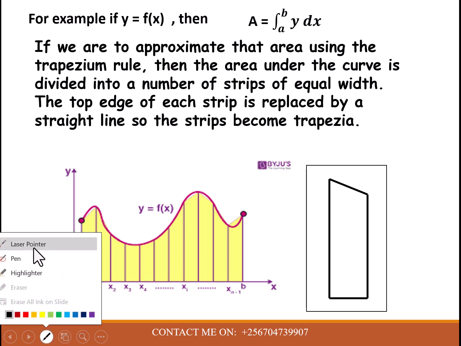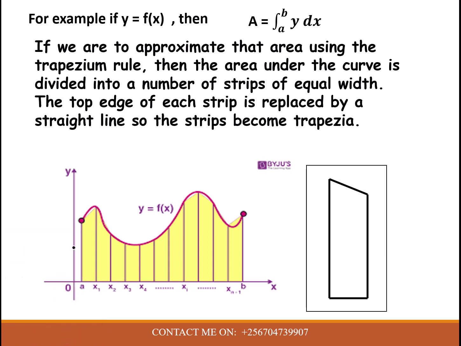The equal width is from here up to there, from there up to there, from there up to there. Those are the widths I mean when I say these distances must be equal for all the strips. Then the top edge of each strip has to be replaced by a straight line, so the strips become trapezia. As you can see, it is a curve, but if we use the trapezium rule, we make sure that it is straight and looks like that.